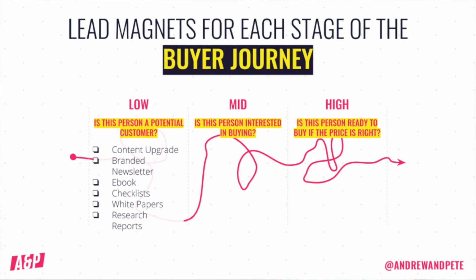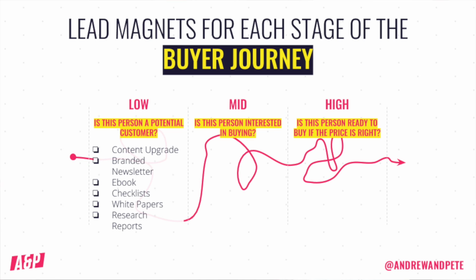At this stage, all you have to do is attract the right sorts of customers to your list. Because they may not be ready to buy right now, but you're going to attract them and you're going to nurture them. To get the right kinds of people onto your list, offer them something that only a potential customer would be interested in. Things that work well for this are things like content upgrades, so it could be a PDF, it could be an ebook, it could be a quiz, or even just simply a branded newsletter.